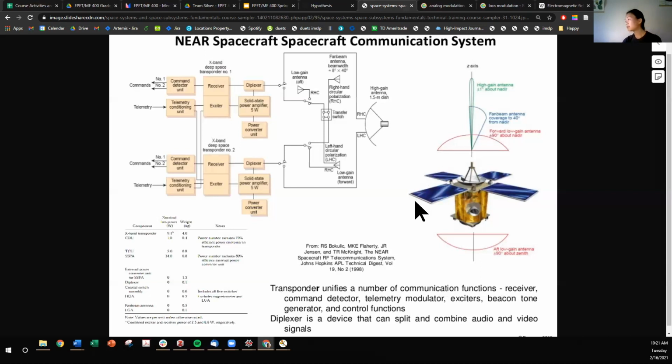Here you have the geometric configuration of the NEAR spacecraft, where there's this low gain antenna on the aft side. There's a forward low gain antenna. And then we've got a high gain antenna and a fan beam antenna. All of these antennas are subject to the space environment. They need to have some line of sight to the ground station that they're communicating with.